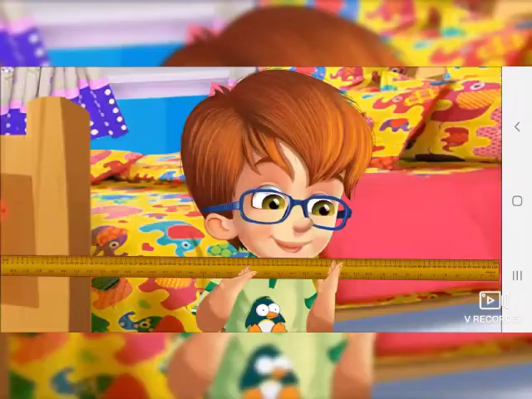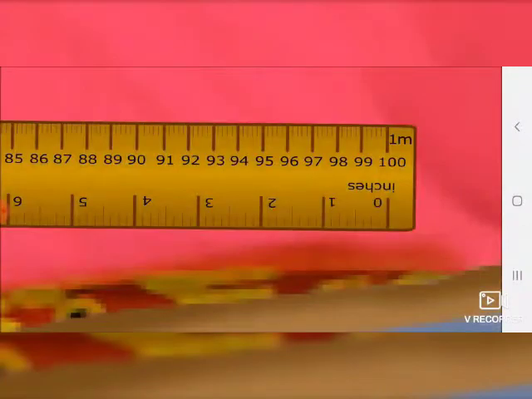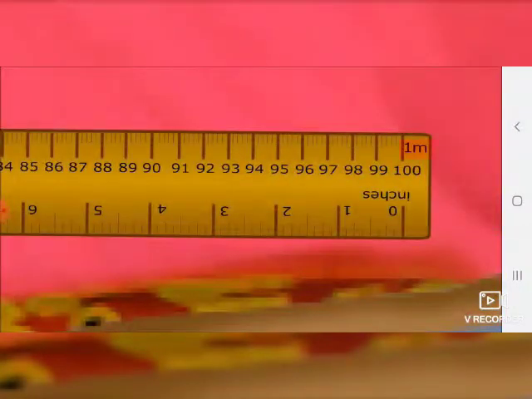Then Neil says, Oh, here is the centimeter cm is written and meter m is written here. That means from this point 0 to this point 100, it shows 1 meter.